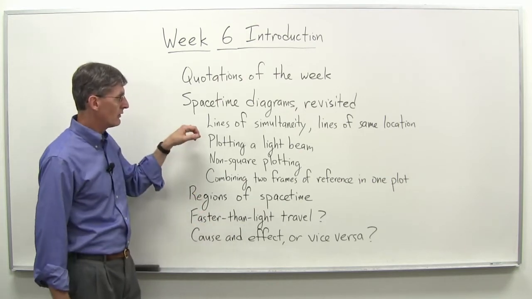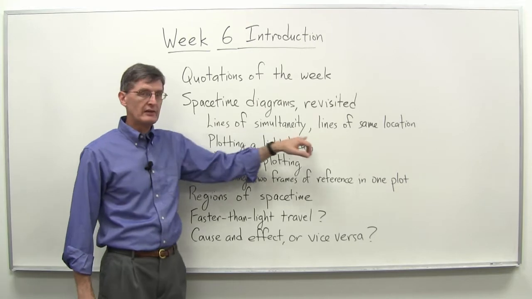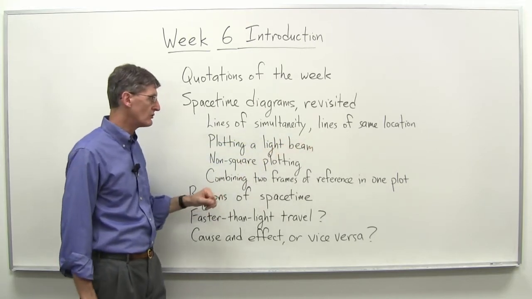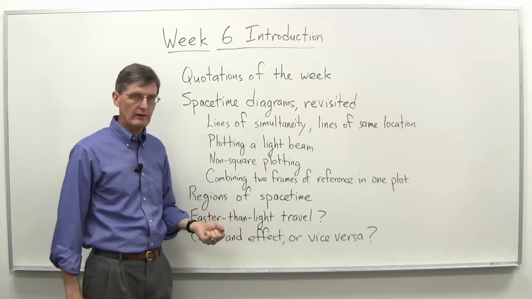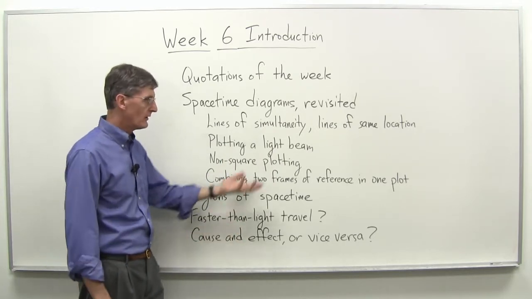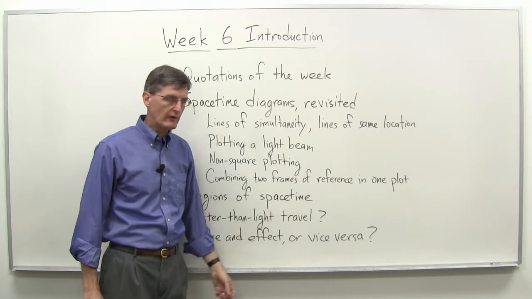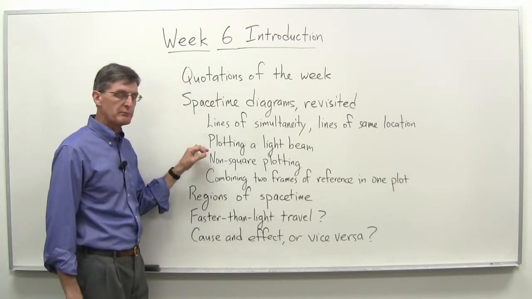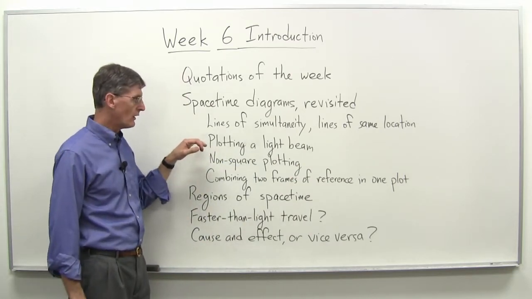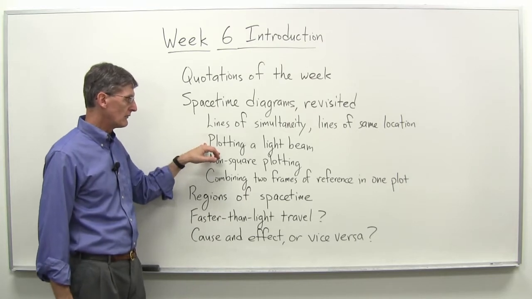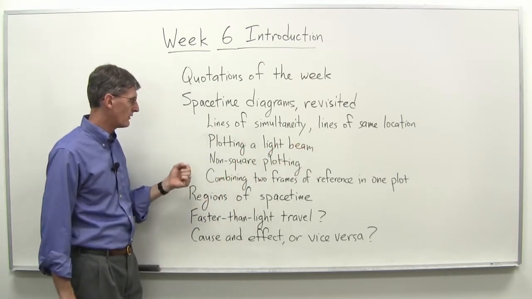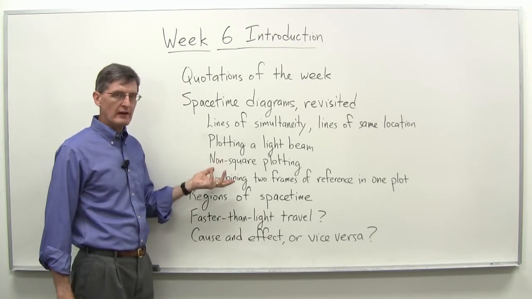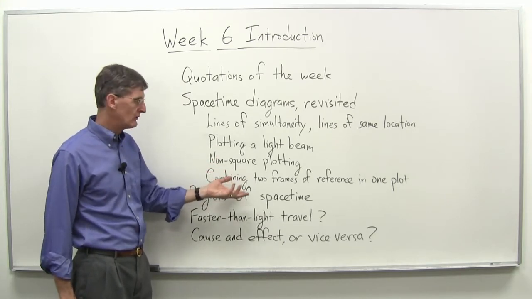So we'll talk about lines of simultaneity and lines of same location. Lines of simultaneity really being lines on a space-time diagram of same time, and lines of same location being lines of same location. We'll talk about plotting a light beam on a space-time diagram and use special units for c that are useful.